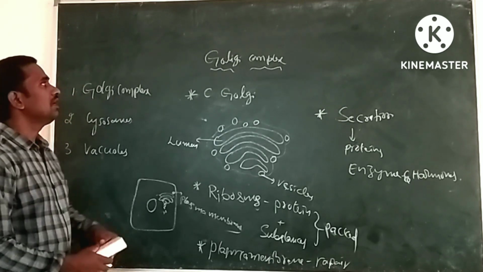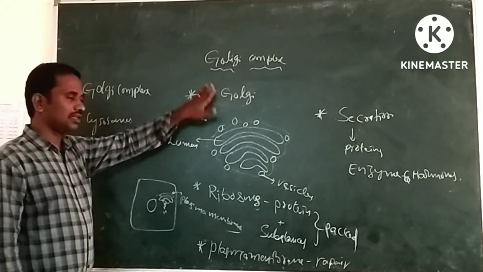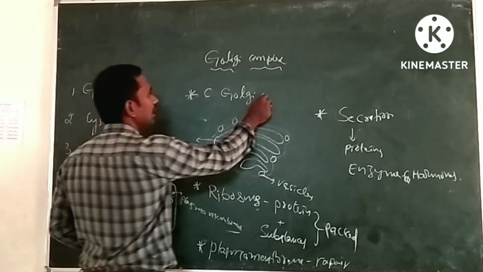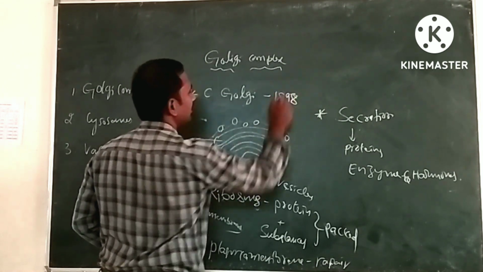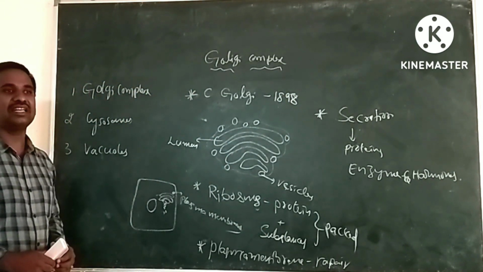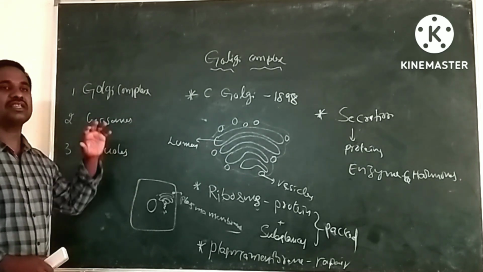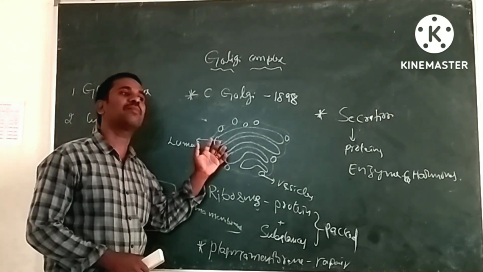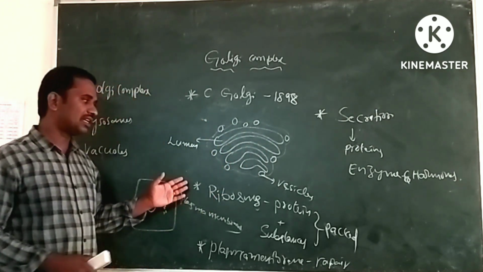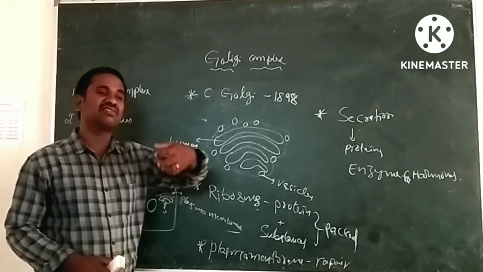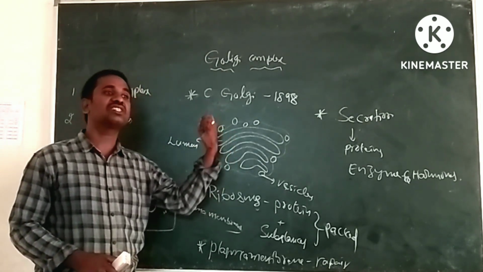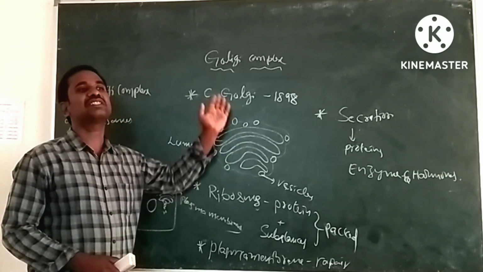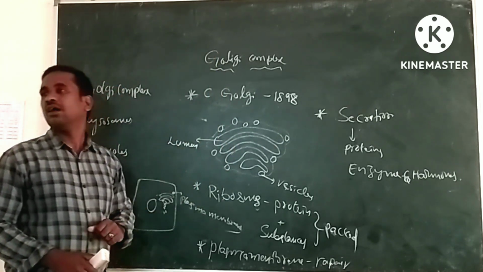Look at this once again. The Golgi complex was identified by Camillo Golgi in 1898. It looks like a packed structure surrounded by fluid-filled vesicles. The vesicles collect some of the substances or proteins produced by the ribosomes, transfer them to the Golgi complex, and it sends them from one place to another place of the cell.